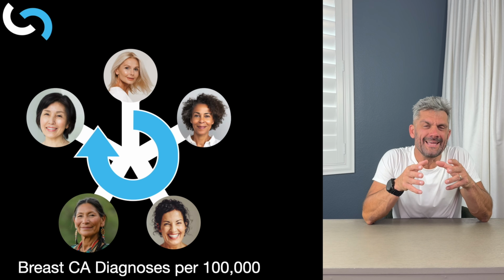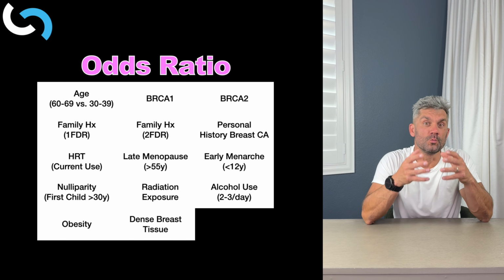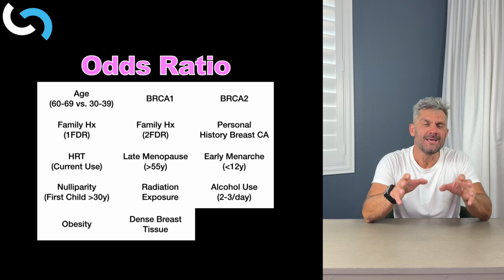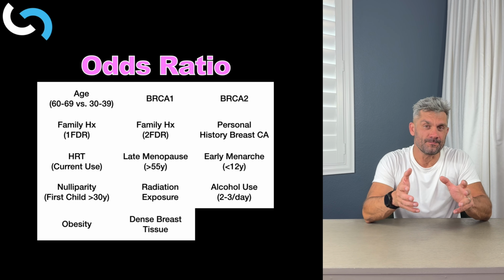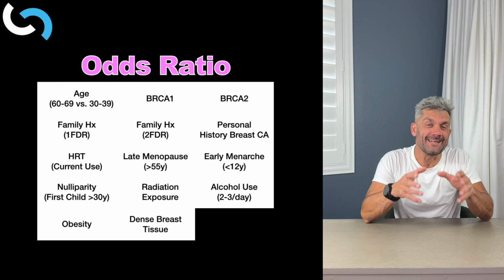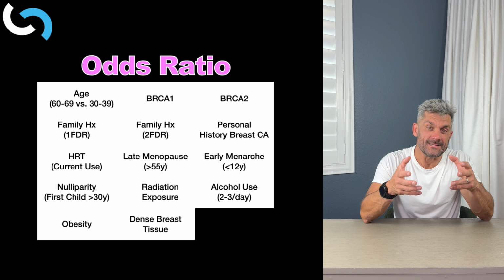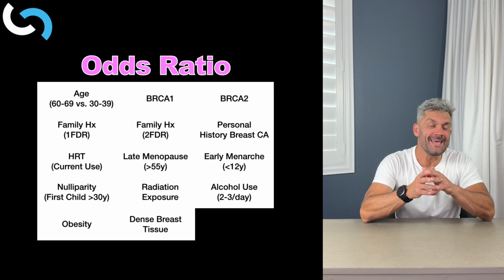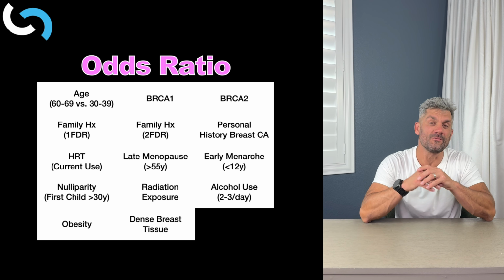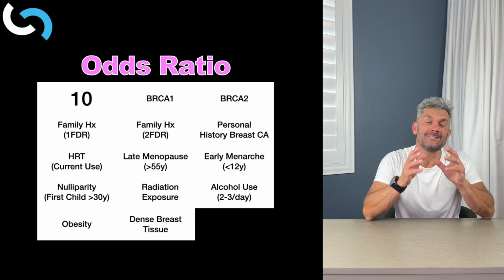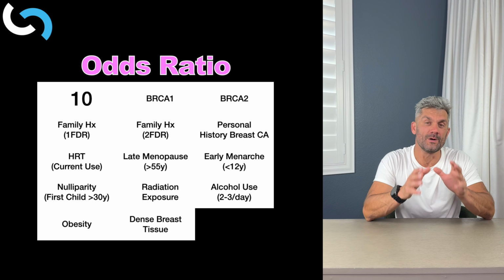So let's take a deeper dive into risk. Now you can see I have a table here. Each of these rectangles has a title of a risk factor. And behind that title is an odds ratio that's going to give us the multiple of risk for that individual factor. So we talked about age. Let's take a 60 to 69-year-old versus a 30 to 39-year-old. What's that odds ratio of risk for breast cancer? Well, that is about 10. So 10 times the risk.